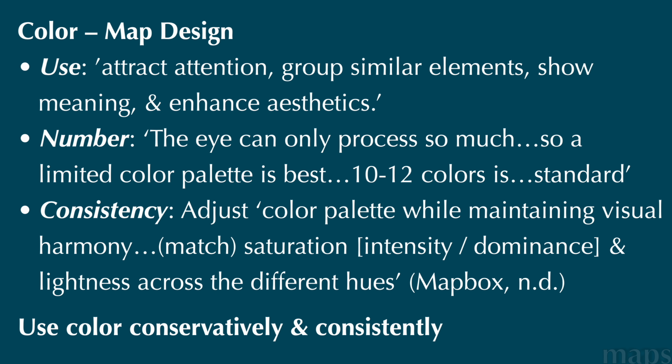You want to limit the number of colors that you use in a map. The eye can only process so much. So a limited color palette is best. I would try to suggest 10 to 12 colors. That's standard from Mapbox. Consistency is important for colors. You want to adjust the color palette while maintaining visual harmony. You want to match the saturation, which is the intensity and dominance of colors, and lightness across the different hues, so it's somewhat consistent.